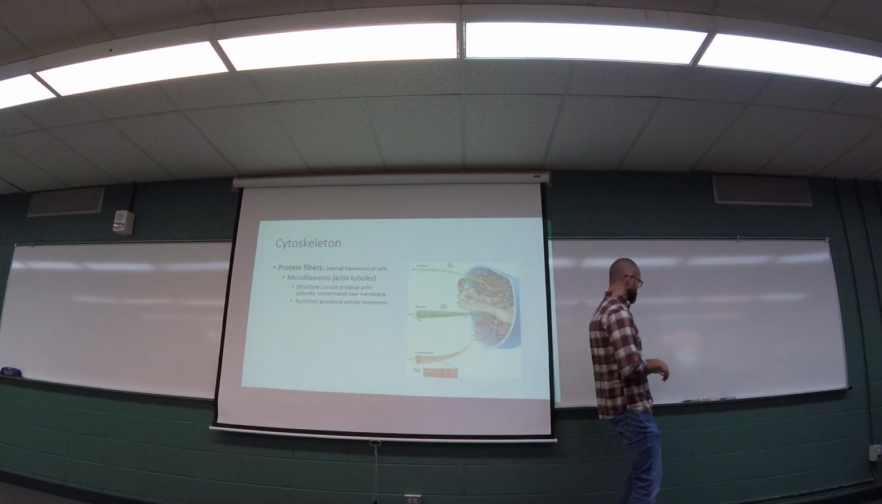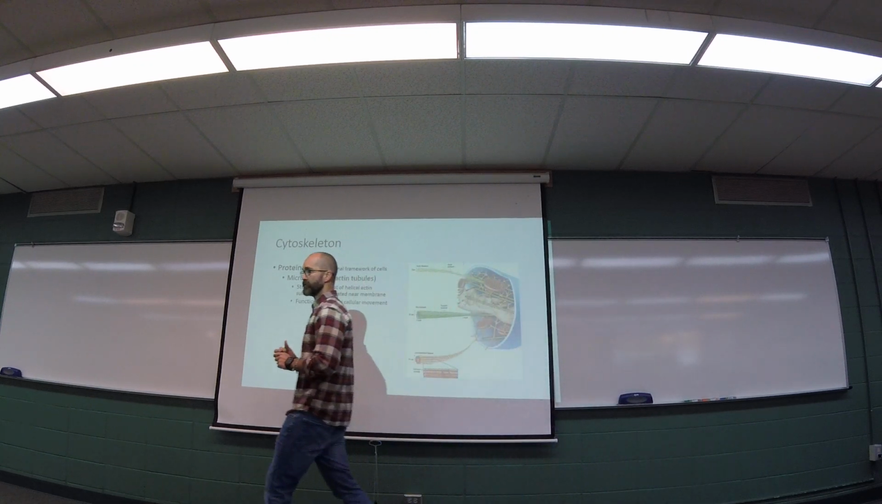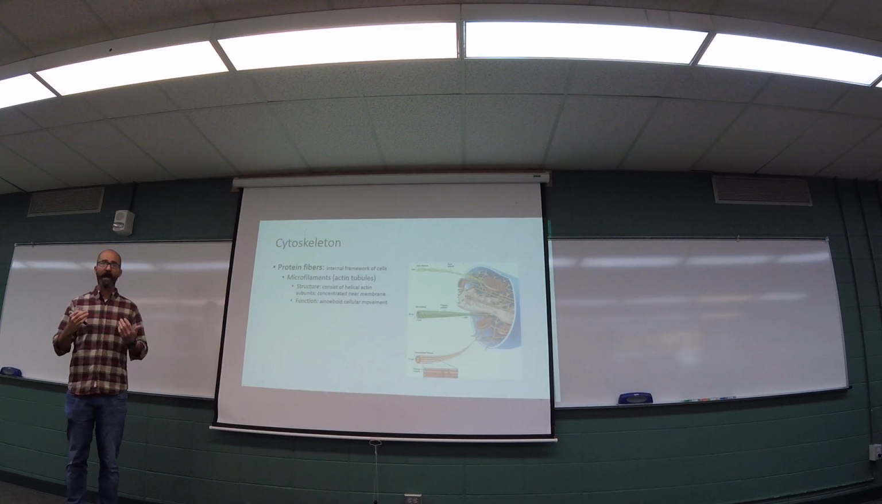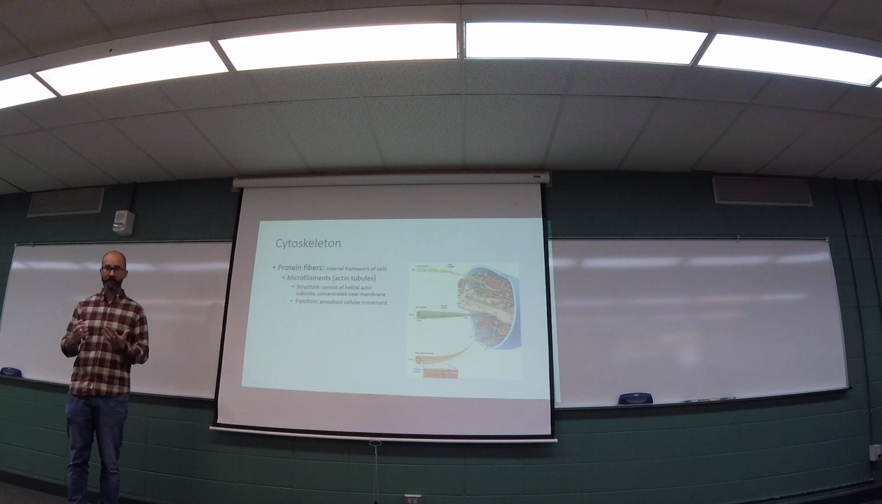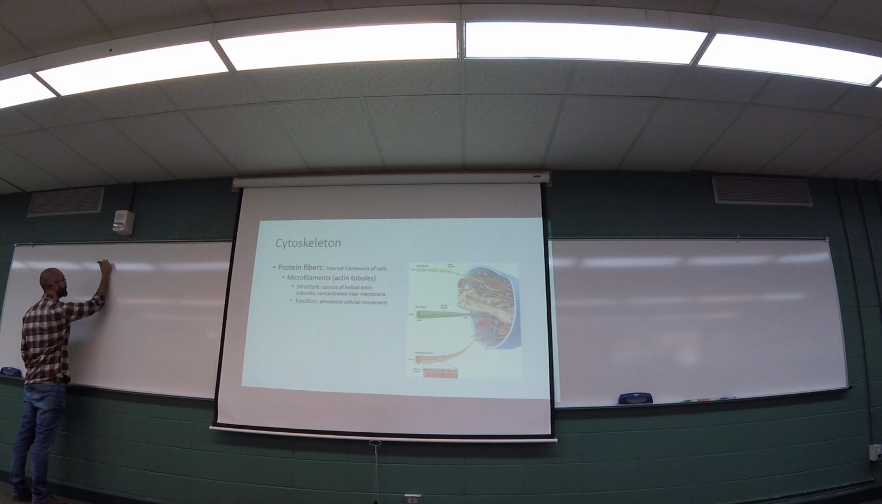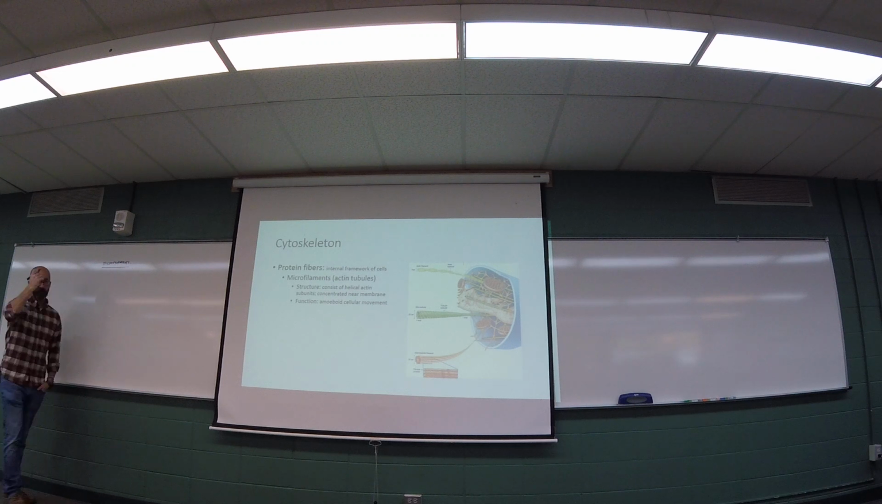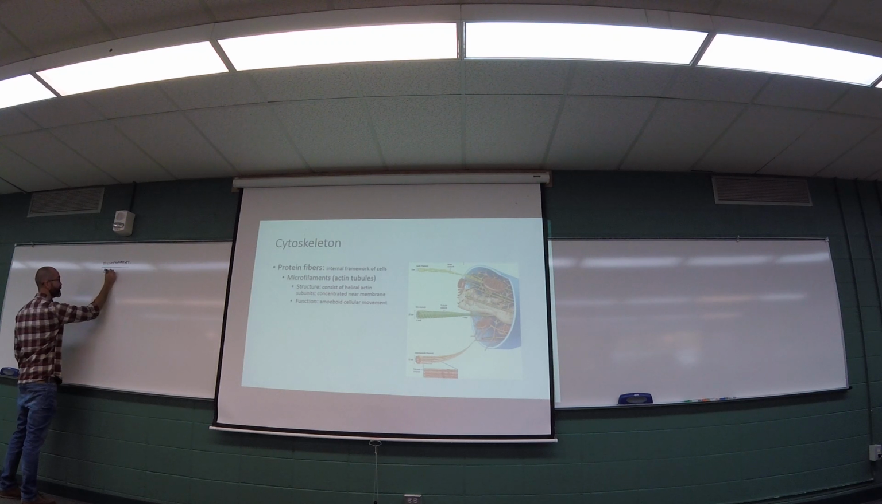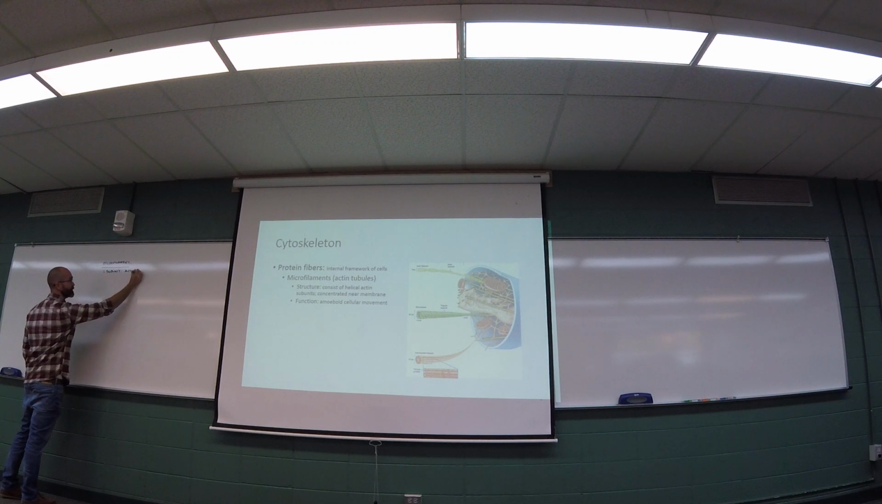So we're going to start with the smallest of the elements, and that's the microfilaments. We also call microfilaments actin filaments. Those are synonyms. We call them actin filaments because the protein subunit from which these microfilaments are constructed is called actin. So we have microfilaments. Their protein subunit is actin proteins.